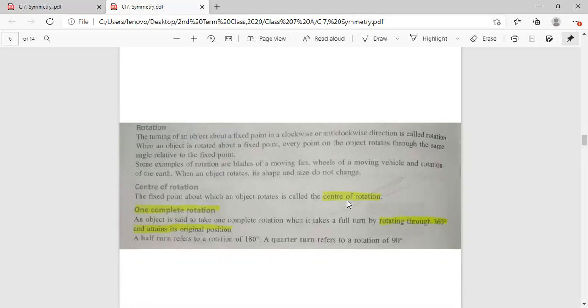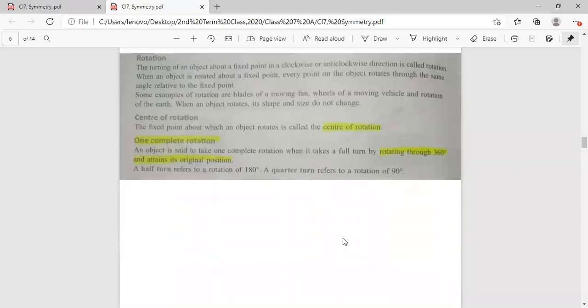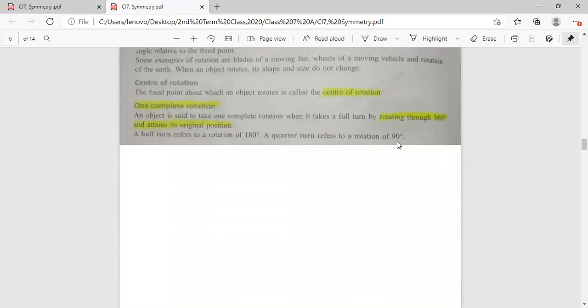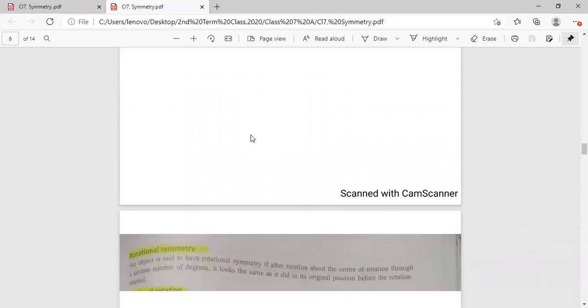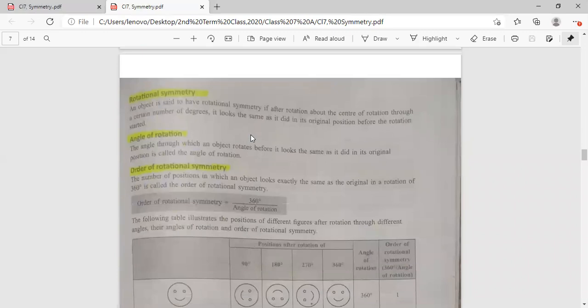With example, things will become more clear. One complete rotation is what? When it completes one full turn to arrive at the original position. That is, it rotates through 360 degree. The complete circle is 360 degree. Half turn is 180 degree, quarter turn or 1/4 turn is 90 degree, 3/4 is 270 degree, isn't it? 90 degree is 1/4, 2/4 is 180 degree, 3/4 will be 270, 4/4, that is one full turn, is 360 degree. Now rotational symmetry.